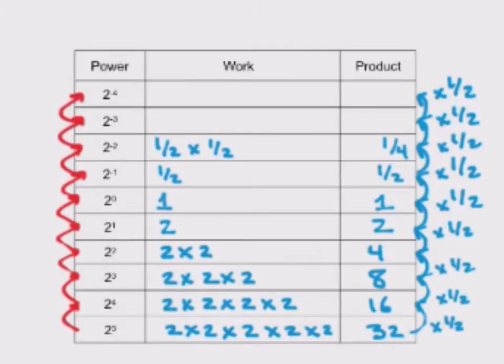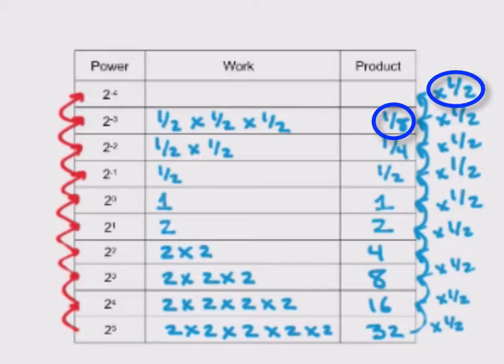2 to the negative third power, we multiply a fourth by a half. We get an eighth. And last but not least, 2 to the negative fourth power, all we need to do is multiply 1/8 by a half, and we end up with 1/16.